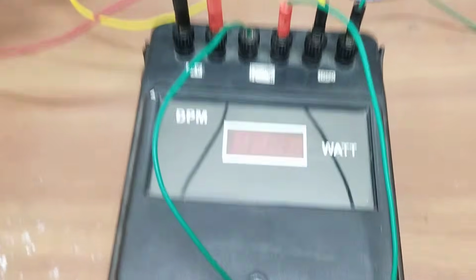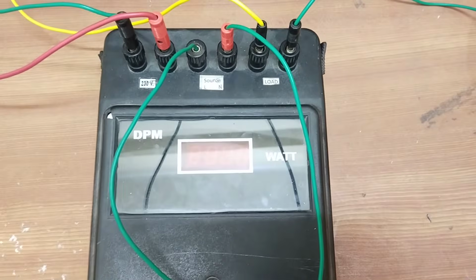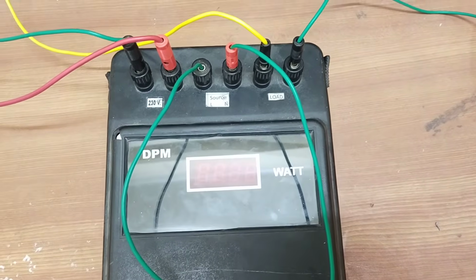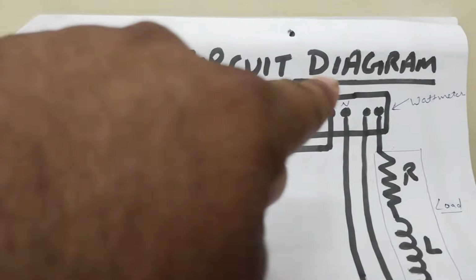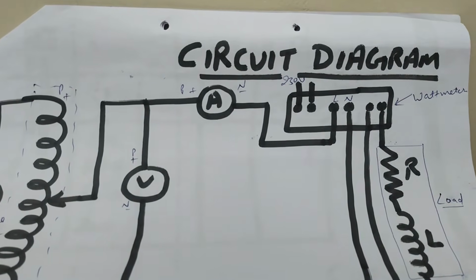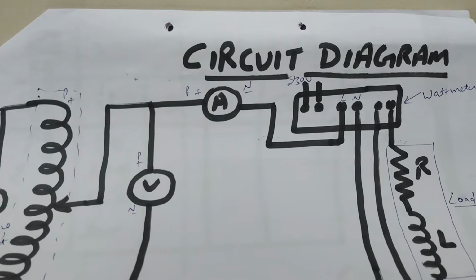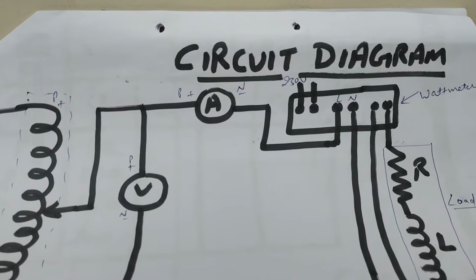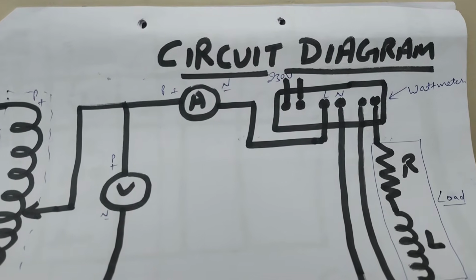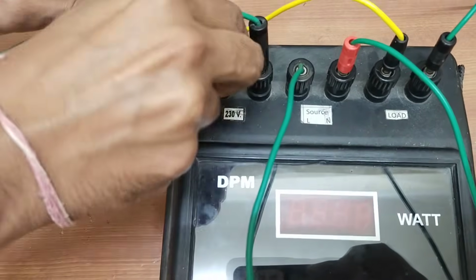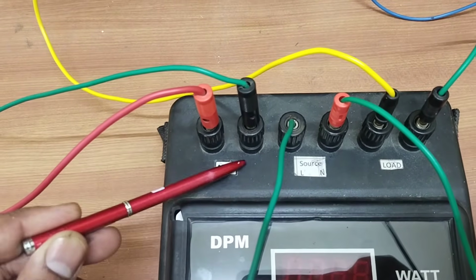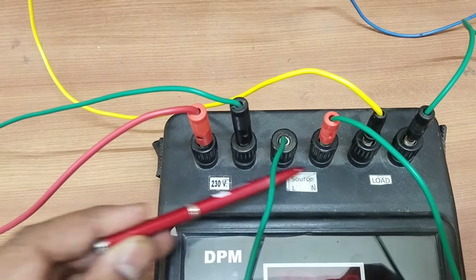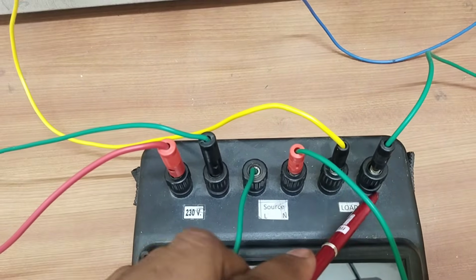And here you see that this one is our wattmeter. As in the circuit diagram, we have 6 terminals in the wattmeter. The first 2 terminals are for giving the 230 volt power supply. The next 2 are for the line and neutral terminals, and the last 2 are for connecting the load.